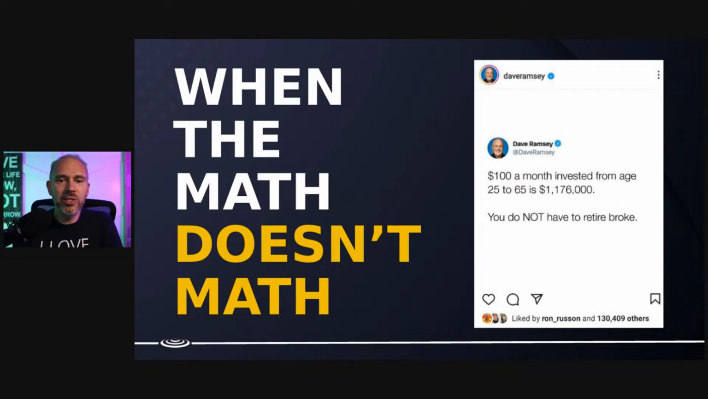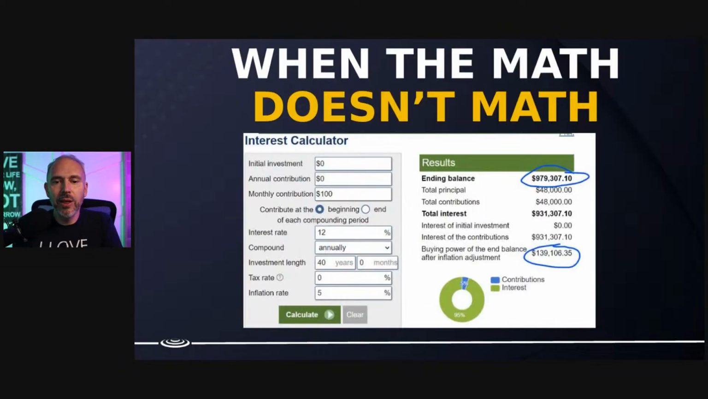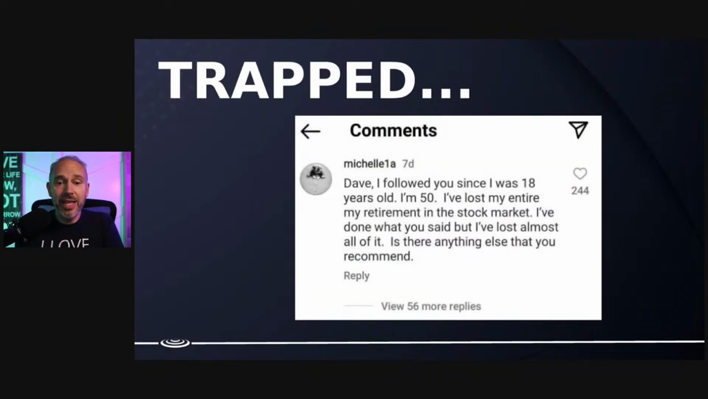And by the way, even when you get these gurus out there, they don't even do math right. Dave Ramsey talked about saving $100 a month for 40 years at 12%. He's like, oh, you're gonna have almost 1.2 million. Wrong. I did the math. It's simple math, buddy. And you're off by 200,000 bucks. And then you got people that follow his advice.